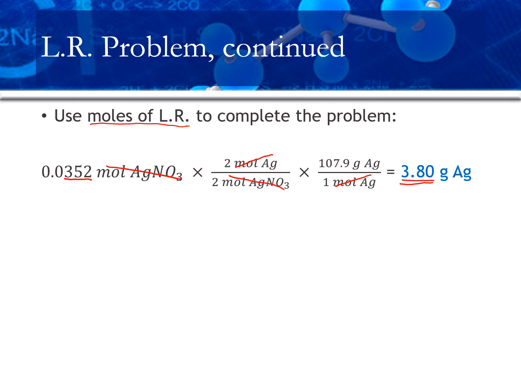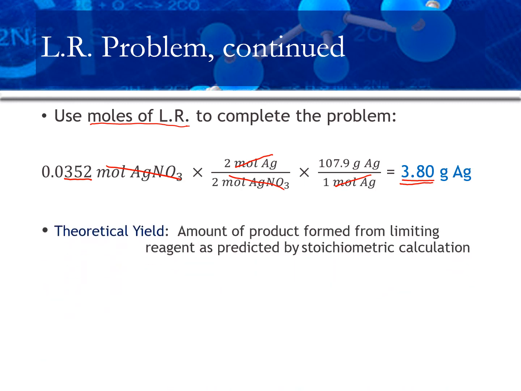Now just a few more terms that are important in this section. By theoretical yield, what we mean is the amount of product formed from the limiting reagent as predicted by stoichiometric calculation. That's what we've got here. 3.80 grams silver in this case is the theoretical yield. But sometimes when you do an experiment, you don't actually get what you're expecting to get. What you measure as a result of an experiment is the actual yield. Maybe you only get 3.7 grams of silver. Maybe you missed some of the silver when you measured. Who knows? But it's typically different than the theoretical yield.